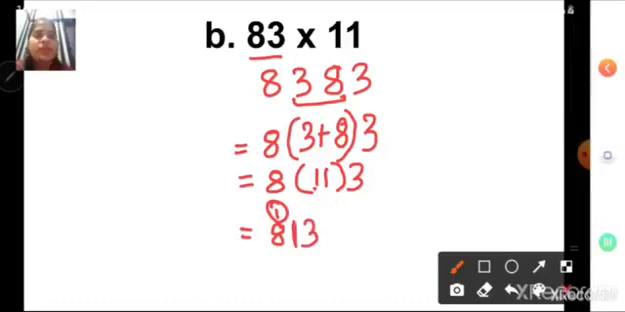Okay. Now what number we have carried over? We have to add it. 1 plus 8 is 9, 1, 3. So 83 multiplied by 11 is 913. Isn't it simple children? It is so easy. Have you understood all? We are going to solve more sums. Okay.